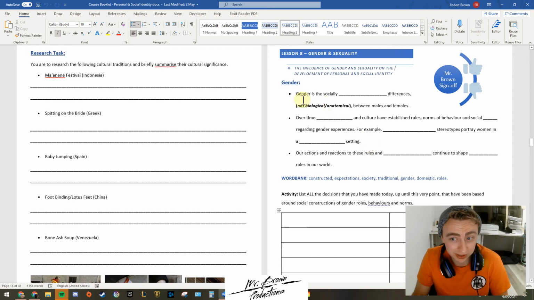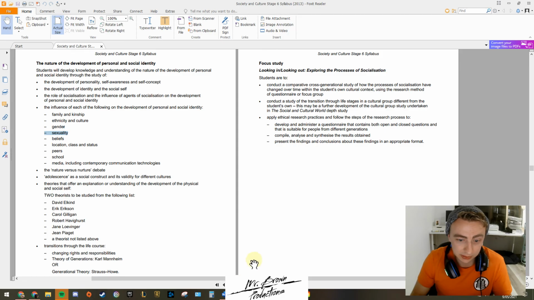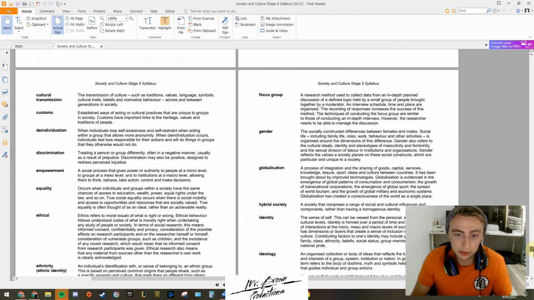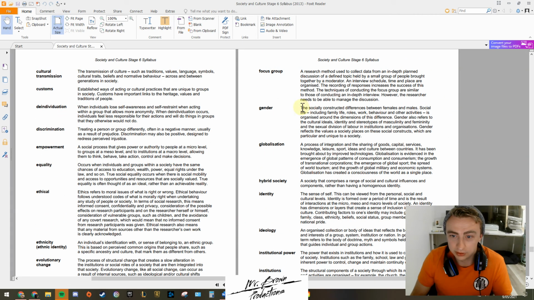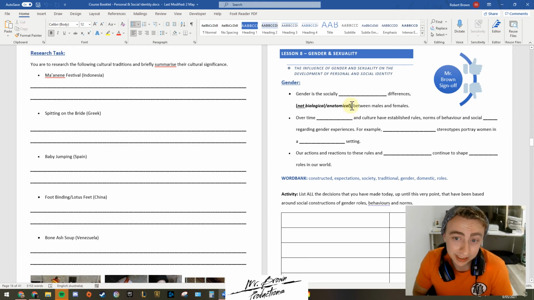So, gender. We did a definition of gender last topic, but just to recap, gender is the socially constructed differences between males and females. According to our syllabus, that's the wording that they use there. So we go off that, socially constructed differences between males and females. So we need to stress that gender and sex are different. So gender is not your biological or anatomical bits. That is indeed your sex.